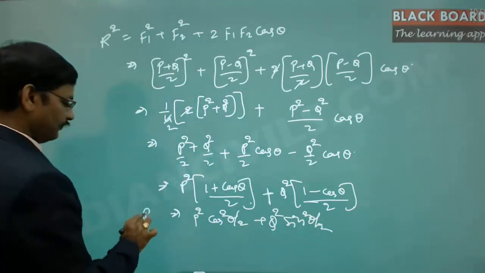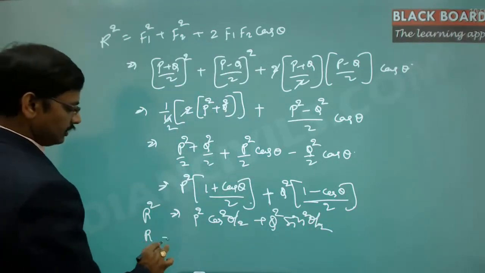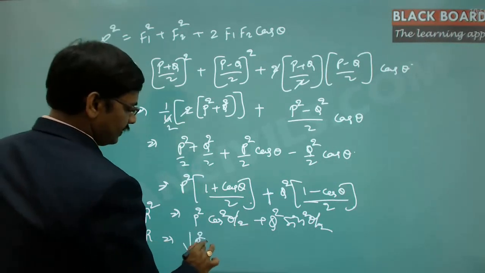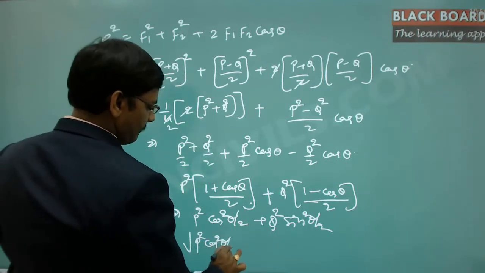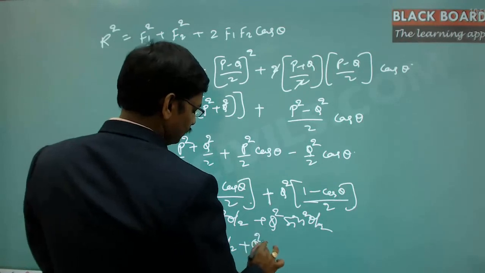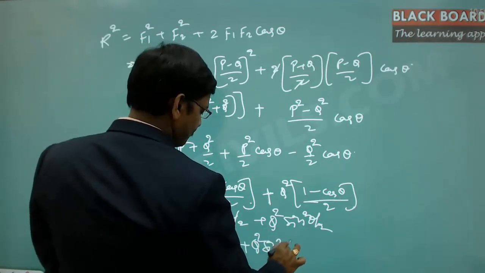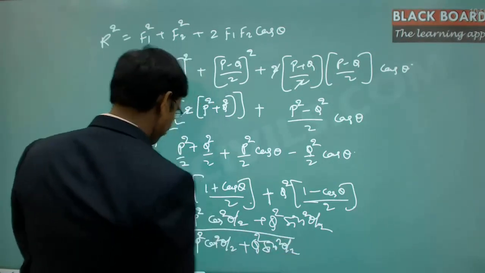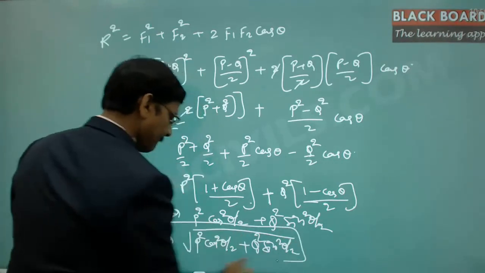Now this is the R square value. Now R is equal to the square root of P square cos square theta by 2 plus Q square sin square theta by 2. Got it?